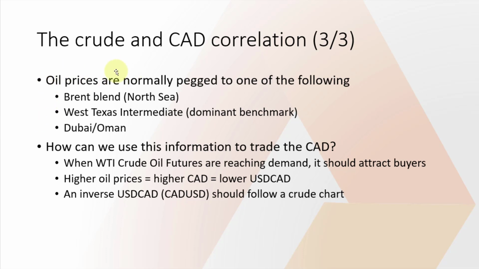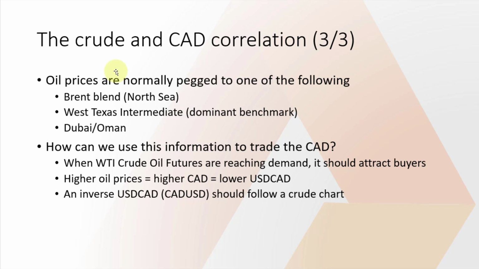Okay, and we look at oil prices, generally speaking. Oil prices are normally pegged to one of the following indexes. I wouldn't call it an index, but kind of like a benchmark. So we have the Brent blend, which is located in the North Sea. I think there are maybe 3 or 4 places in the North Sea where they extract Brent. Then we have the West Texas Intermediate, or WTI. WTI is actually the name of the symbol that you'll see on your trading platform, and this is the most dominant benchmark, and this is the one I like to pay attention to when I'm looking at the Canadian dollar. And then we have the Dubai and Oman, and they're focused in the Middle East and in Asia.